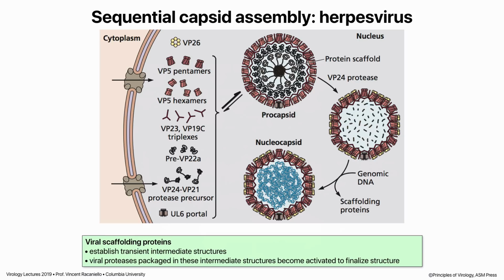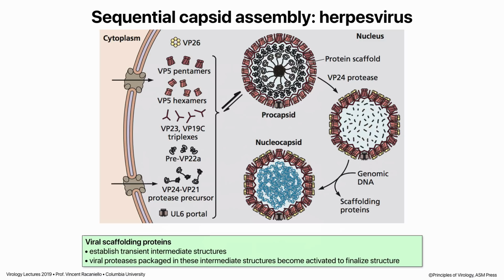But all the capsid components are made in the cytosol, and they have to be imported. And some of them are shown here. VP5 hexamers are a major part of the capsid. And look, there's one portal that is made. Remember, each capsid has one portal, and it's shown there. So they're all imported into the nucleus, so all of them have nuclear localization signals.